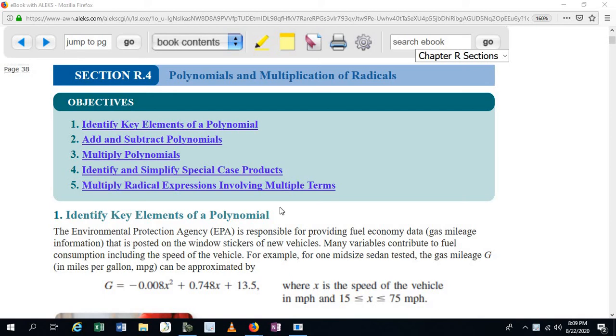Hello again. In this video, I'm going to go over section R4, which is about polynomials and multiplication of radicals. Now, there are 5 objectives in this section, and we're only going to look at the first objective in this video, which is about identifying key elements of a polynomial.